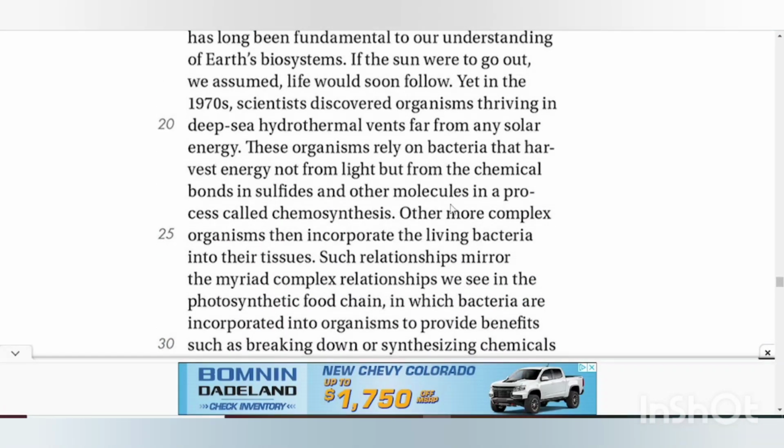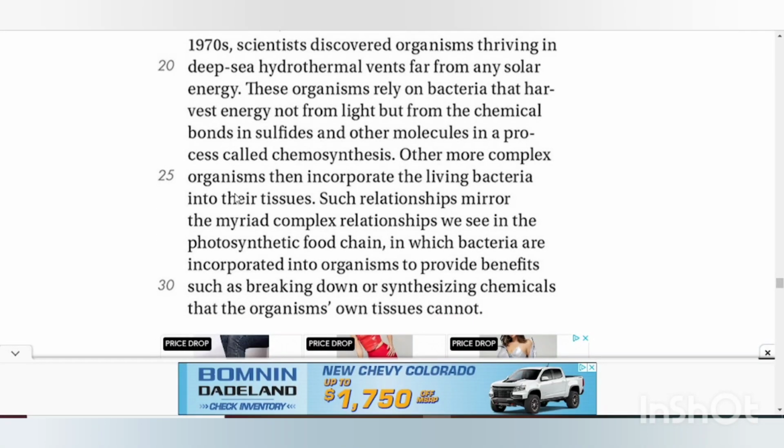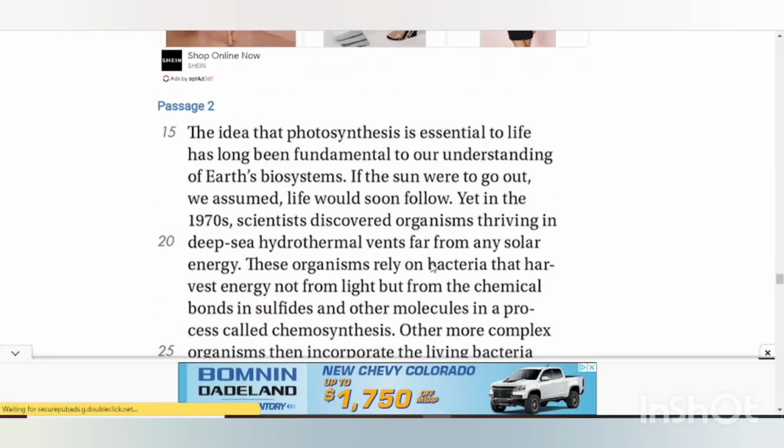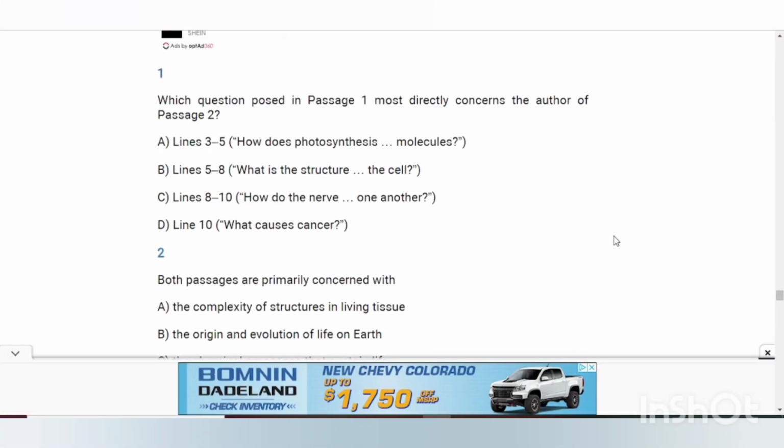And then it goes ahead and talks about the organisms, how they bond. So these organisms rely on bacteria that harvest energy not from light but from chemical bonds in sulfides and other molecules. Other more complex organisms incorporate bacteria in living tissues and complex relationships we see photosynthesis, blah blah blah. So it is talking about molecules basically. So these are the type of questions you will see.